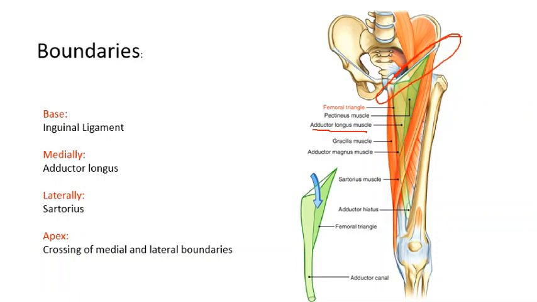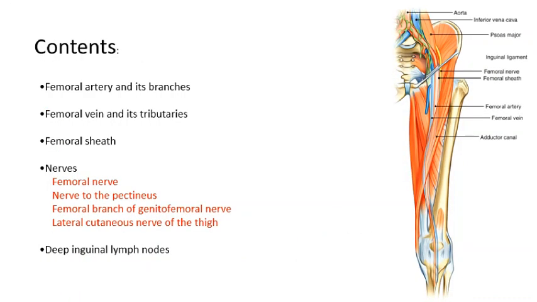Now, for the contents of this triangle, it's basically a triangle for the vessels of the lower limb. So it contains the femoral artery and its branches, the femoral vein and its tributaries, the femoral sheath, which we'll discuss later, nerves, which are all of these nerves, and the deep inguinal lymph nodes. Remember, we had superficial inguinal lymph nodes before, and deep we have the deep inguinal lymph nodes.